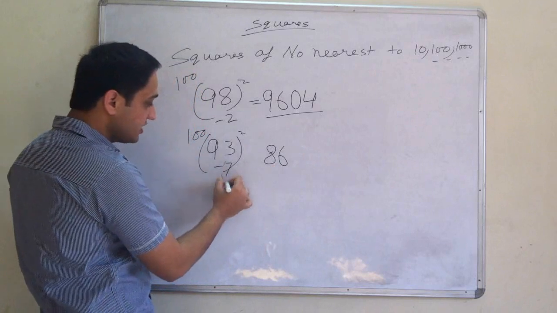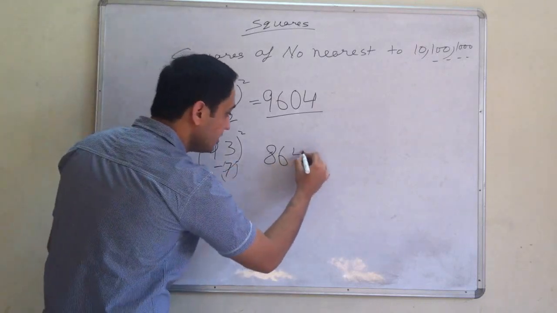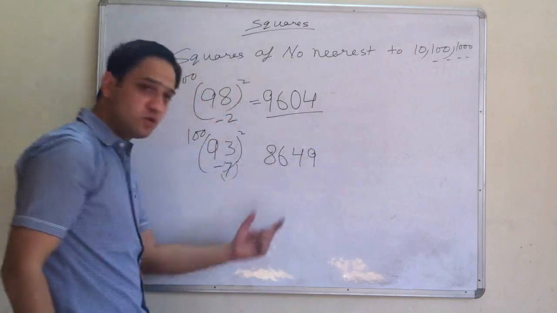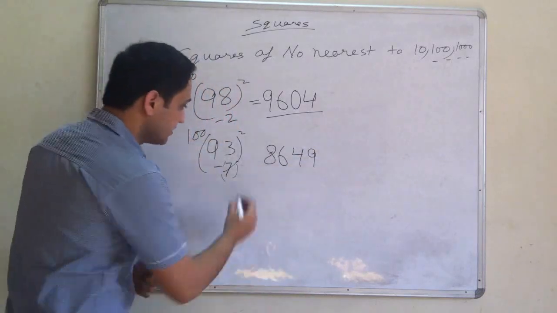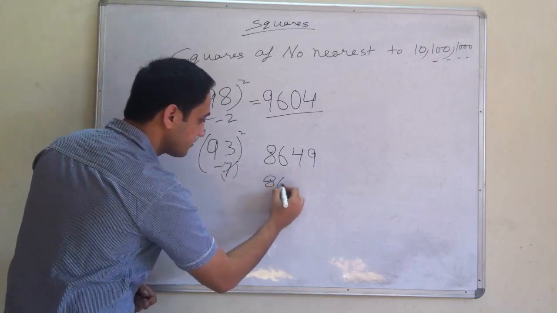But I have to take square here also. So 7 square. 7 square is 49. You can also do this. Firstly, 93 minus 7, 86.